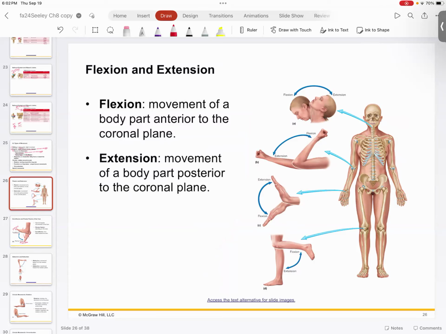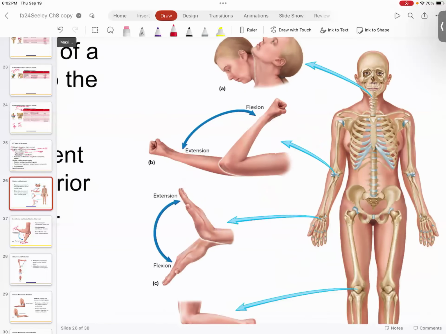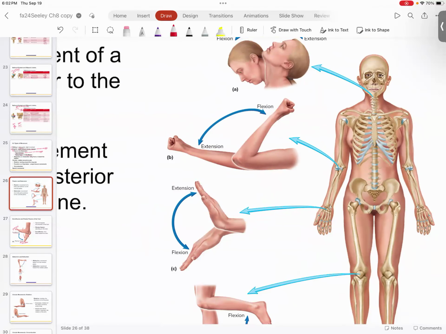Now, that's plantar flexion and dorsiflexion. But when you just look at regular flexion and extension, remember, flexion is when you're moving and making the angle more acute. For instance, the flexion of your arm is when you're pulling your arm upward. Notice you're making the angle more acute. Extension is to move it back, where you're making the angle more obtuse.